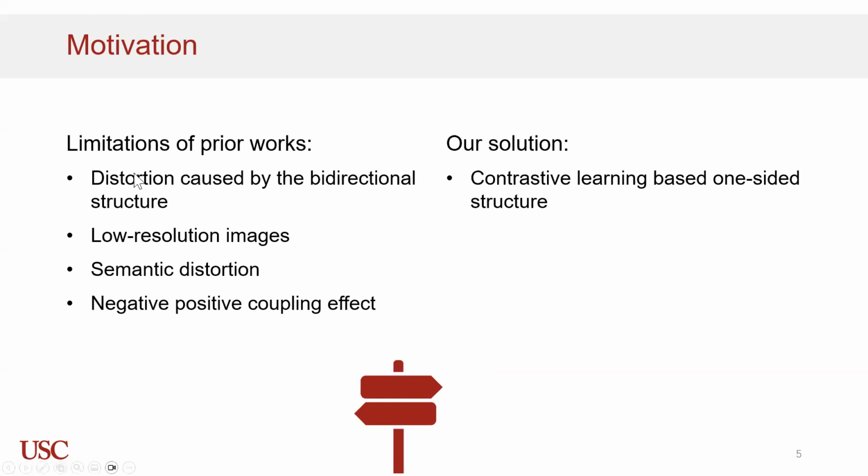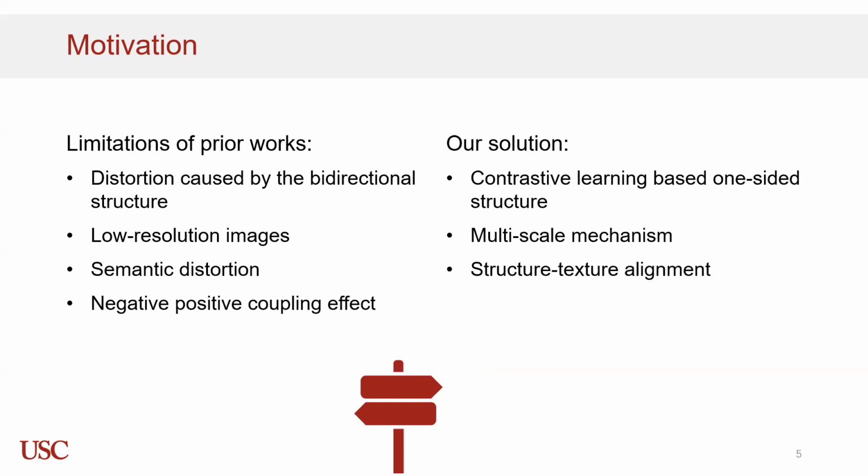And to solve this problem, we propose the contrastive learning-based method, and it is one-sided structure, so we can reduce the distortion caused by the bidirectional structure. And to make the method applicable on higher resolution images, we propose the multi-scale mechanism. And to reduce the semantic distortion, we have a structure and textual alignment strategy. And to reduce the negative positive coupling effect, we use the hard negative mining.